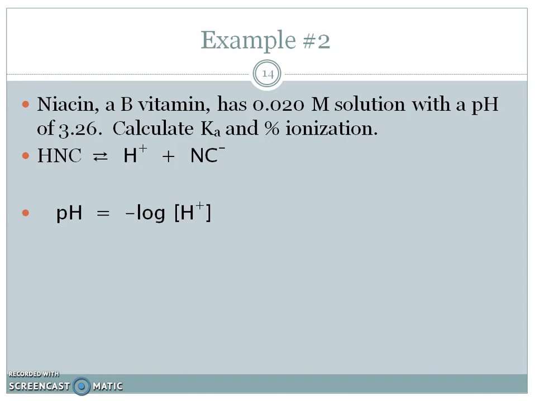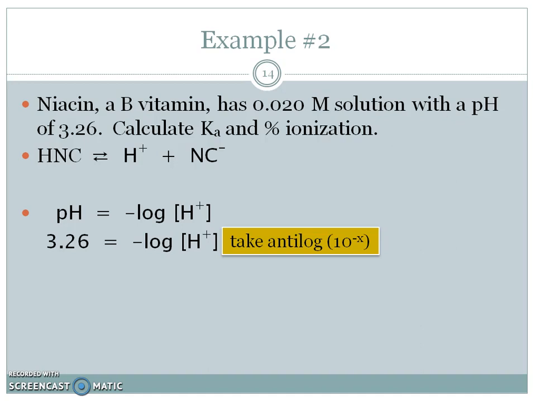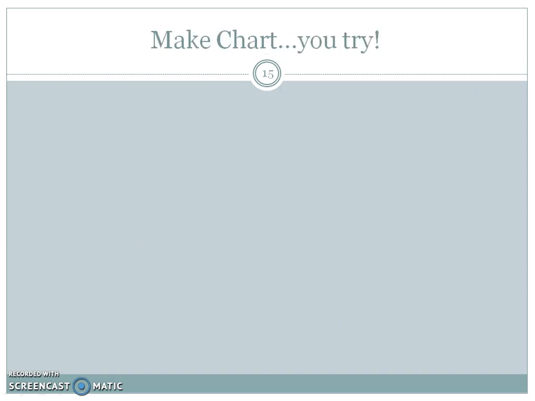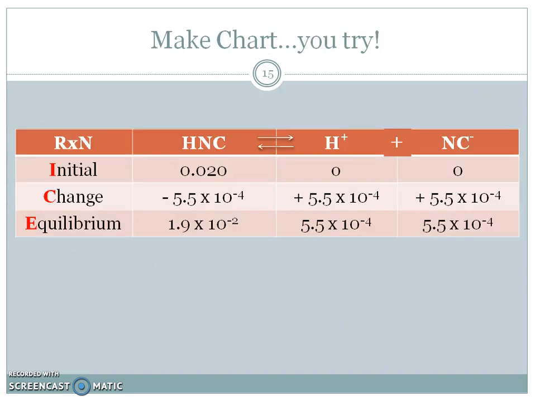So here's our pH equals the negative log of H plus. We're kind of plugging and chugging. We're taking that anti-log and we're getting a value at equilibrium. We're filling in that ice box next. So again, hopefully you tried to do this. This is that 5.5 times 10 to the negative 4 H plus concentration that we got from the pH. Now that becomes our change, and everything's a 1-to-1 ratio. So we're subtracting, we're adding.